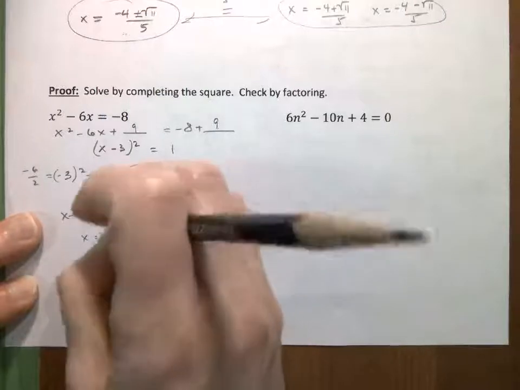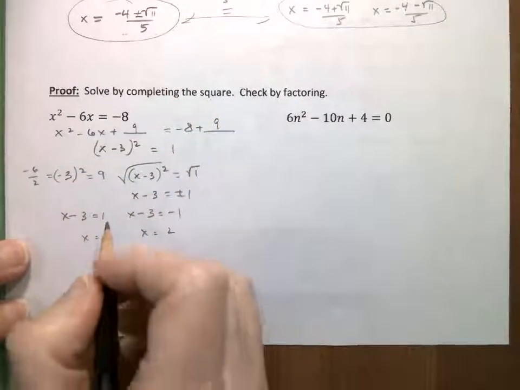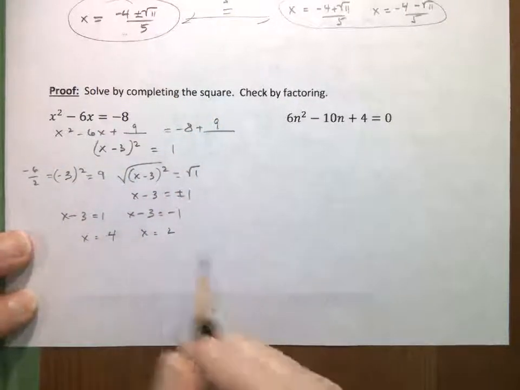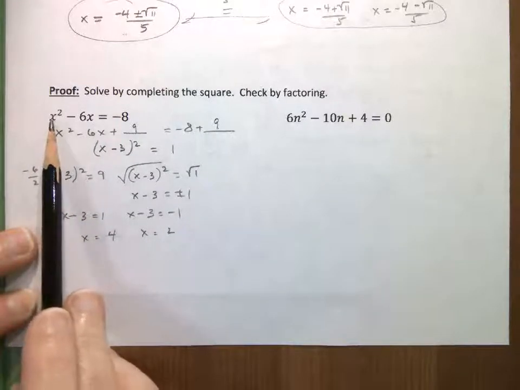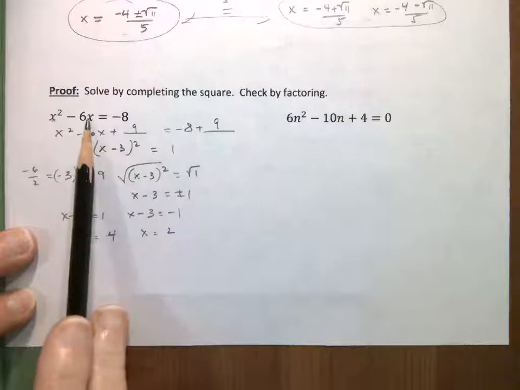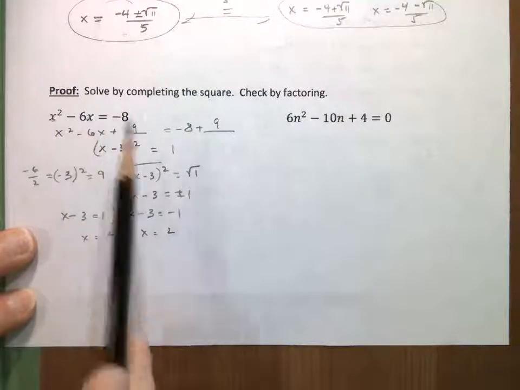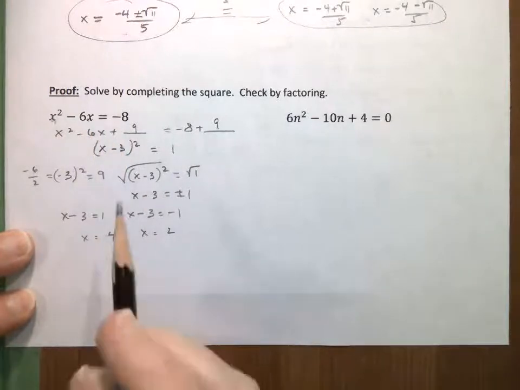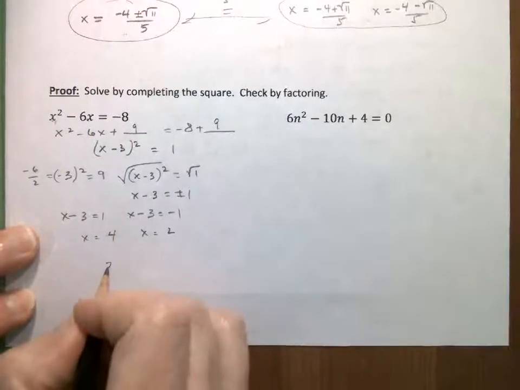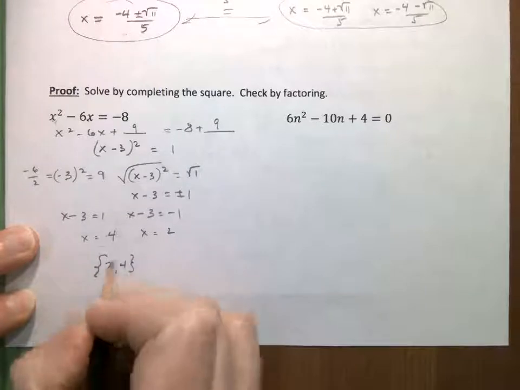No, x is not equal to negative 2. X is equal to positive 4. Positive 4 and positive 2. If I plug them in, 4 would be 16 minus 24 would be negative 8. And if I do 2, I'd have 4 minus 12, which is negative 8. So they both work. So we should technically write it like this.